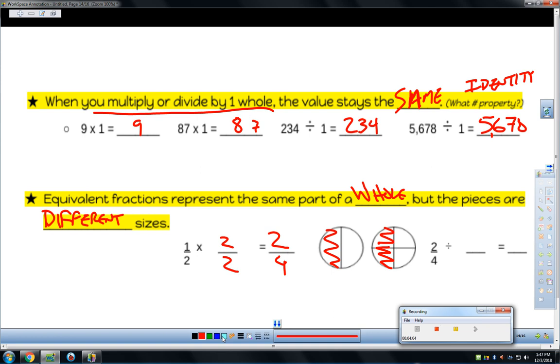Notice how this is half the pizza, right? Half the pizza right here. This is half the pizza. It just so happens that my 2 out of 4, my pieces are a little bit smaller. So 2 out of 4 divided by 2 out of 2. 2 divided by 2 is 1. 4 divided by 2 is 2.